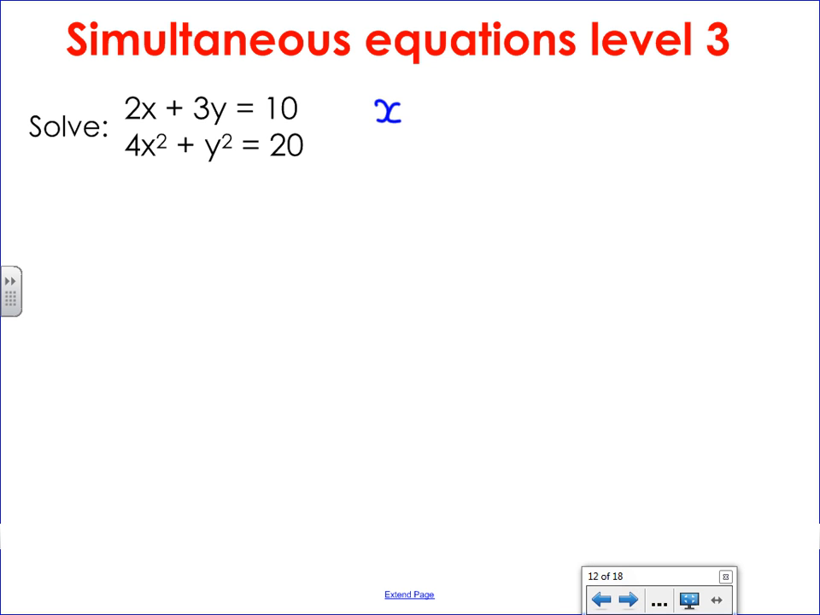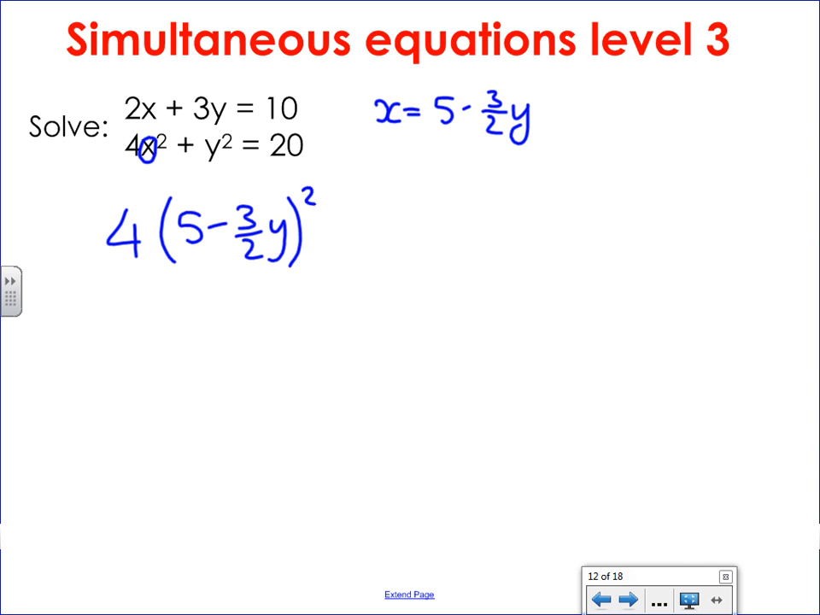Okay, so x is still 5 minus 3 over 2y. I think we'll be able to get this. And then we're going to substitute that in very carefully here. Okay, so we've still got a 4. And now our x is 5 minus 3 over 2y. But that's been squared. Yep, that's right. The whole thing's being squared. And then we've got y squared. Yeah. And the 20 on the end.